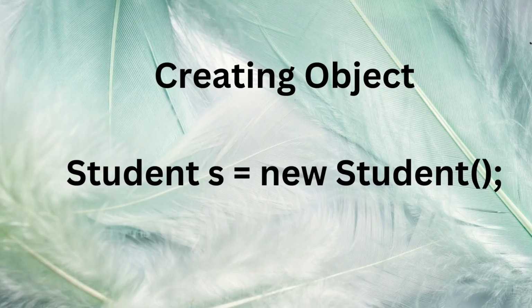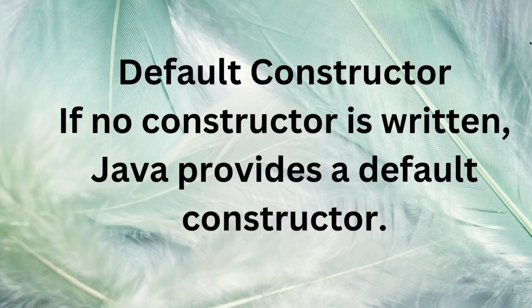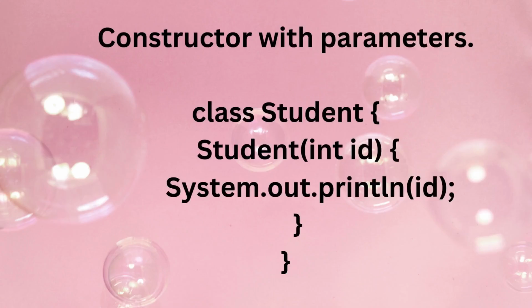If we do not write any constructor in a class, Java automatically provides a default constructor. This default constructor does nothing but helps in creating the object smoothly. Now let's talk about parameterized constructors. A parameterized constructor accepts values when the object is created. For example, when we pass an id while creating a Student object, the constructor receives that value and prints or stores it. This helps us initialize objects with different values.